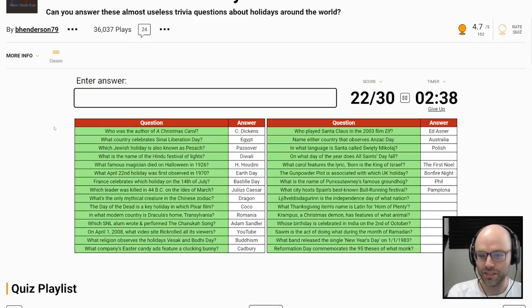Leodvizdad Gurin is the Independence Day of Iceland. What Thanksgiving item is named Horn of Plenty? That's a cornucopia. Krampus has features of what animal? A goat. Whose birthday is celebrated in India on the 2nd of October? That's Gandhi. Psalm is the act of doing what during the month of Ramadan? Fasting. What band released the single New Year's Day in 1983? U2. Reformation Day commemorates the 95 theses of what monk? Martin Luther.